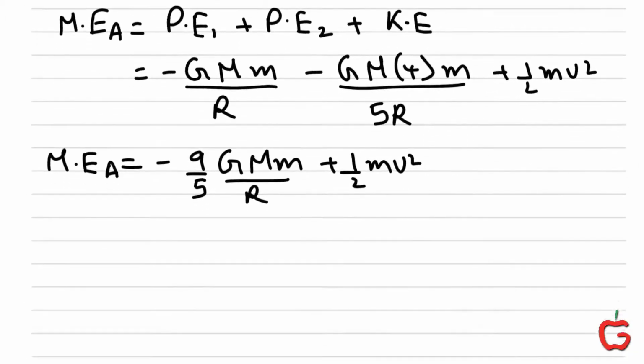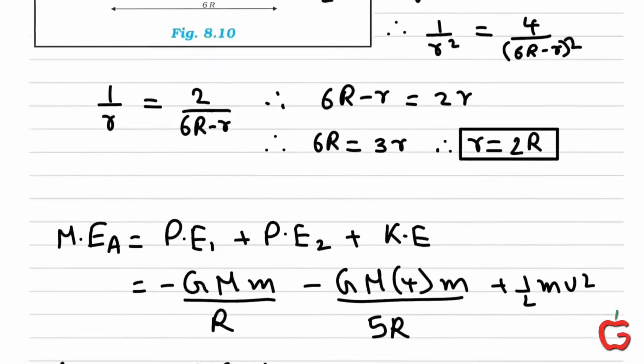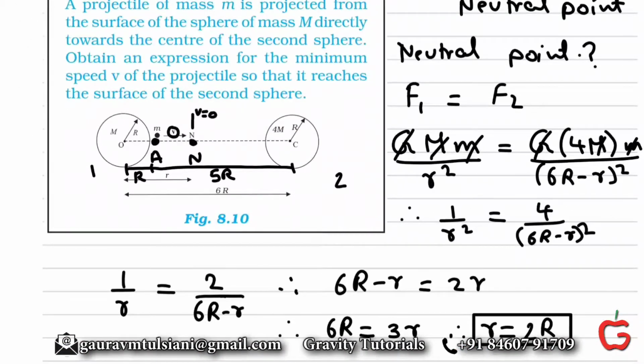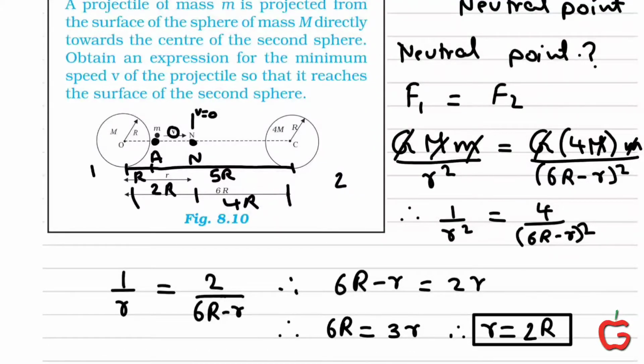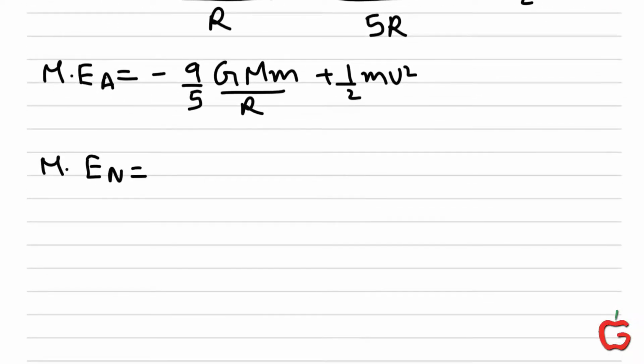The mechanical energy at point N, at the neutral point, this is going to be just the potential energy due to both the spheres. So at this point, the distances are, we had calculated the distances to be 2r and 4r. So the mechanical energy due to the first ball and the mechanical energy due to the second ball. So mechanical energy at N is only potential energy due to the first and potential energy due to the second ball.